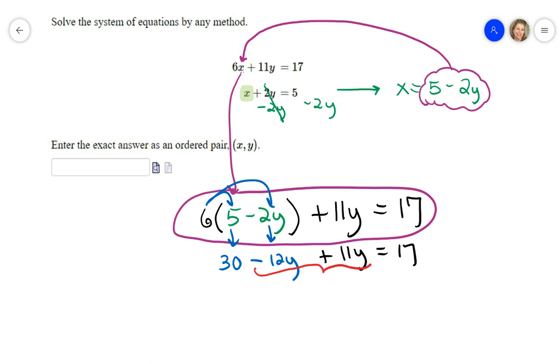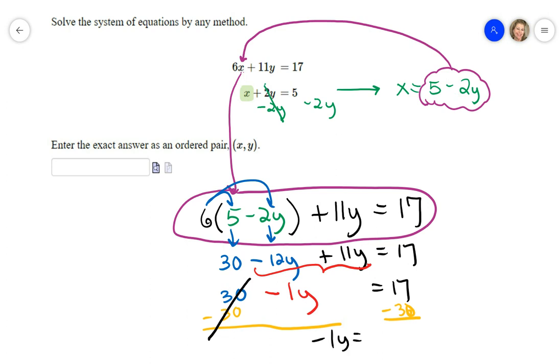These two are like terms, so I'll still have the 30, but then negative 12y plus 11y would be negative 1y, and that still equals 17. And then I'm going to subtract the 30 from both sides. And that cancels, so I'm left with negative 1y equals negative 13.